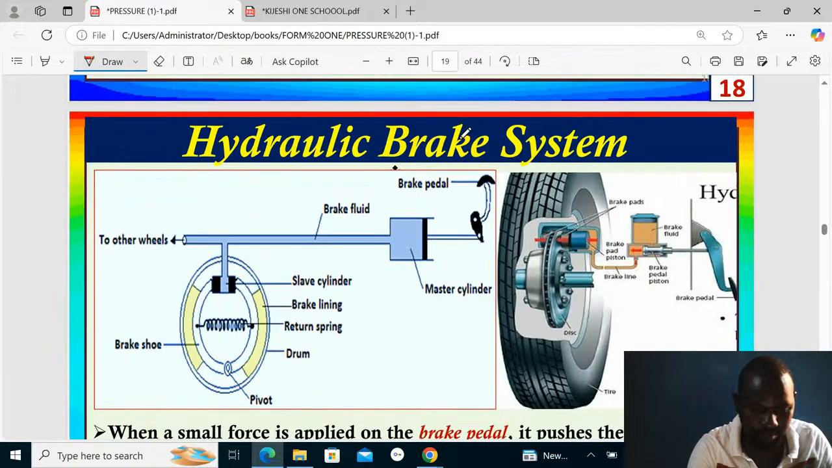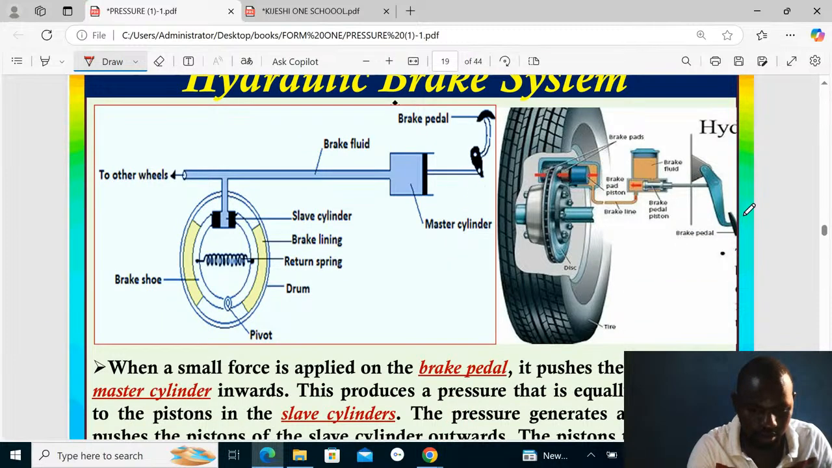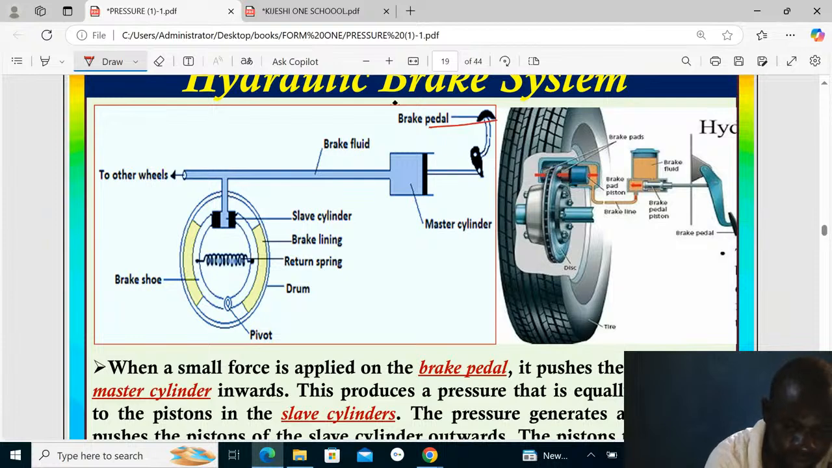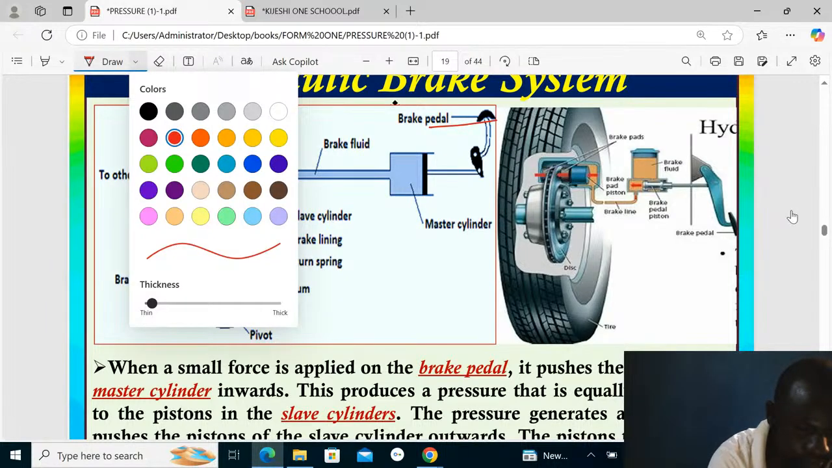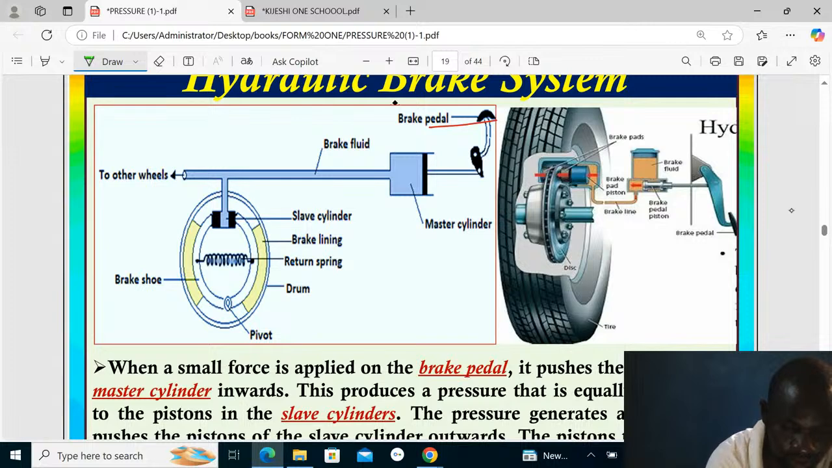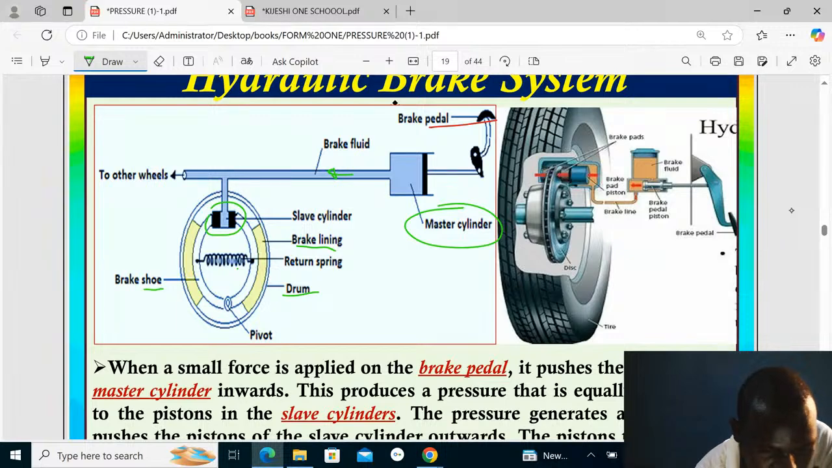And then, the way it is looking, we have the brake pedal. It is on that side. We have the master cylinder. We have a tubing, this one. We have the slave cylinder. We have the brake lining, we have the return spring, we have the drum, we have the brake shoe.